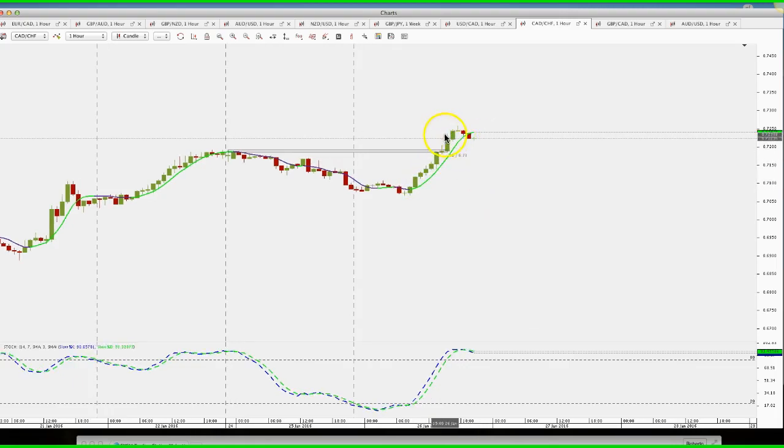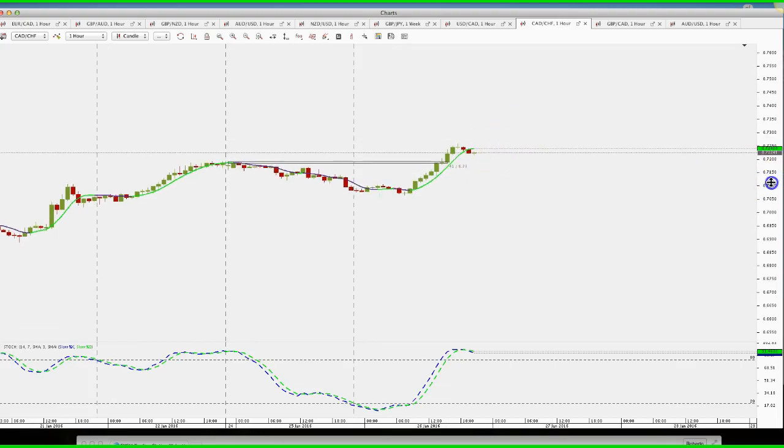So tomorrow is Wednesday, so we're going to wait for this retracement to finish and then start looking for buying opportunities on the 15-minute chart. Let's look at some more pairs.